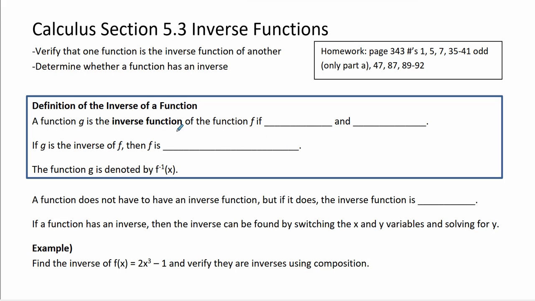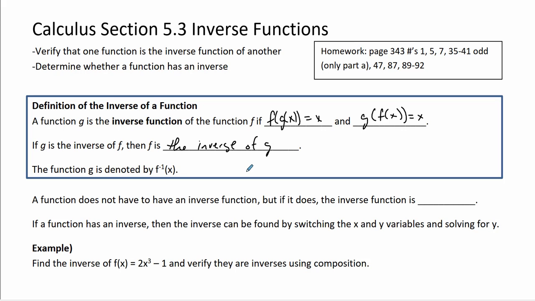A function g is the inverse function of the function f if f of g of x is equal to x and g of f of x is equal to x. So if I plug f into g, or g into f, and it equals x on both of them, then they are technically inverse functions. If g is the inverse of f, then f is the inverse of g. So they go back and forth, and it's notated by f to the negative 1. It's not f to the negative 1 power, it's f to the negative 1 as the inverse. It's the inverse of f.